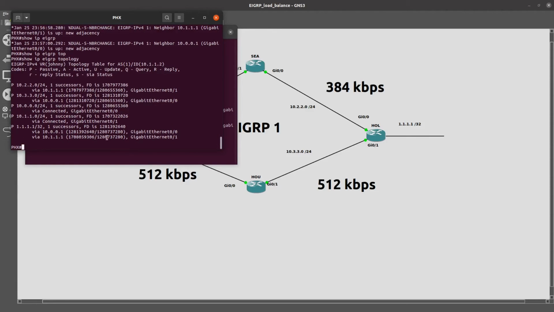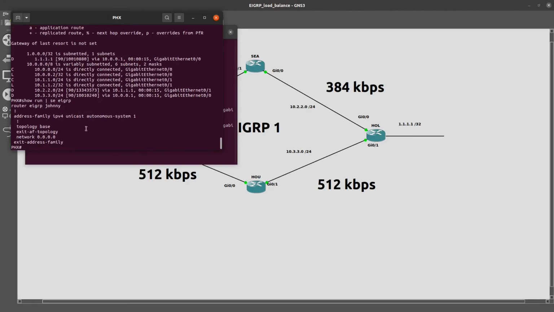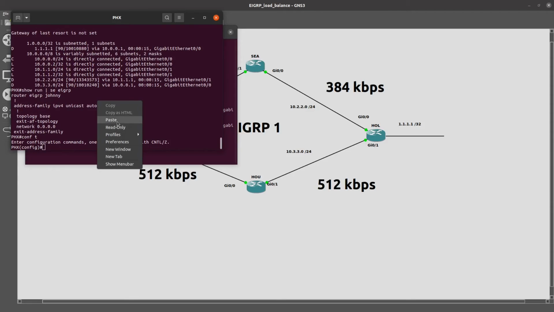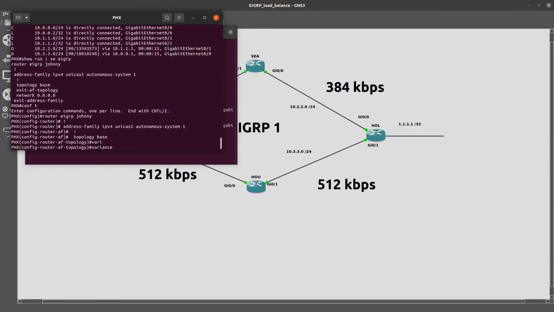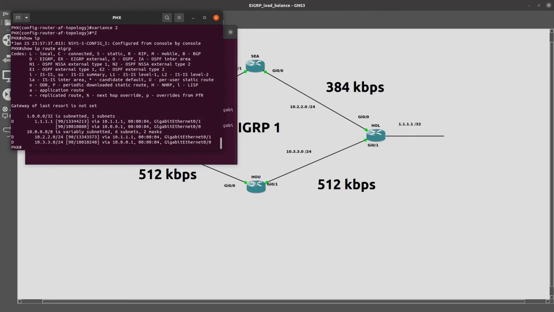Okay, so now we're seeing a feasible successor at topology table. So let's look at our routing table. Still only one route to there. So let's go in to EIGRP and plug in a variance of 2 and see if that works for us. Variance 2. Show IP route, EIGRP. Now we're cooking, guys.